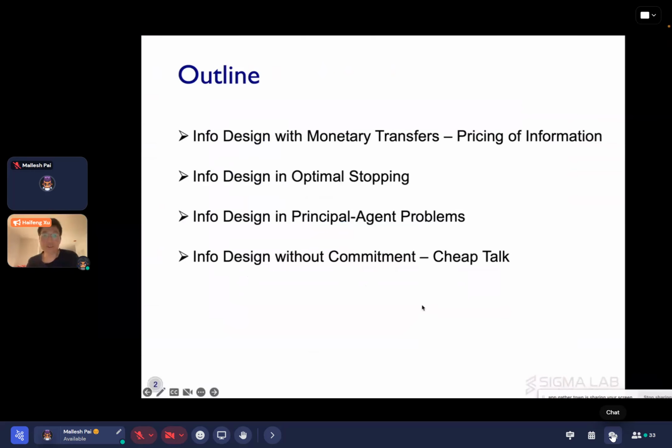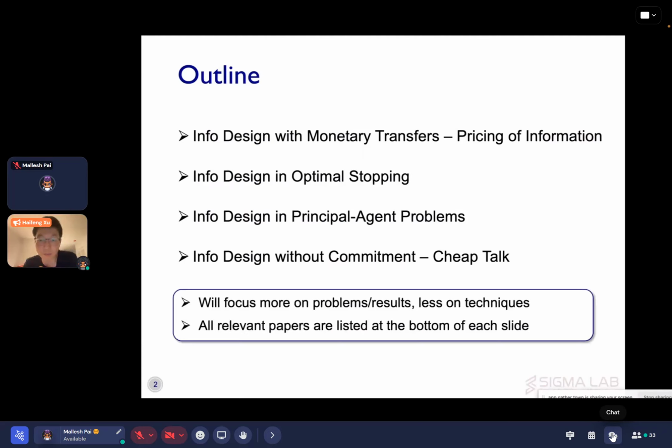Good. So the third part is very relevant to the information design principal-agent problem, particularly the contract design problem that we have seen a lot recently, at least in the EC community. And finally, it is about relaxing one crucial constraint in information design, which is the commitment constraint. There we will look at some problems called cheap talk, and I'll briefly mention some exciting open problems there that we're currently thinking about.